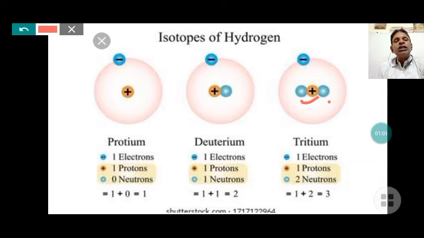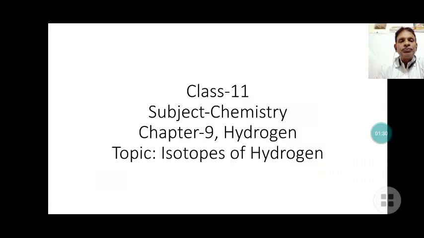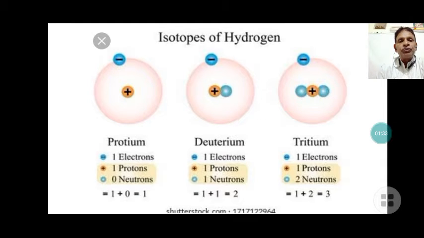Now, the symbol of hydrogen is like that. Protium is here 1 and 1. Deuterium is here 2 and 1. And tritium is here 3 and 1. Here, the number of electrons in protium is 1, the number of protons is 1, and the number of neutrons is 0. So the mass number of protium is 1 and the atomic number of protium is also 1.